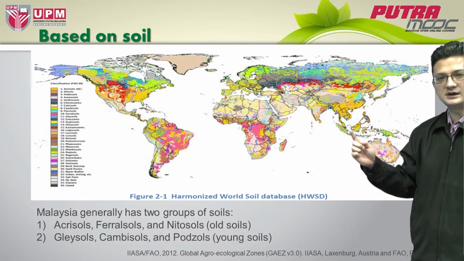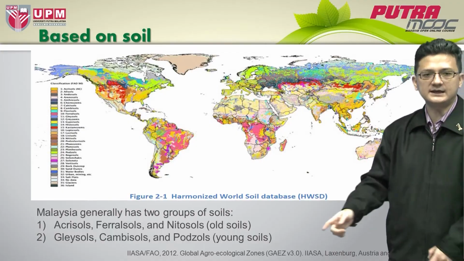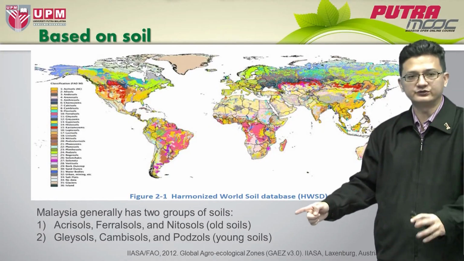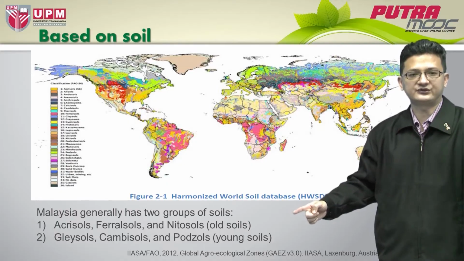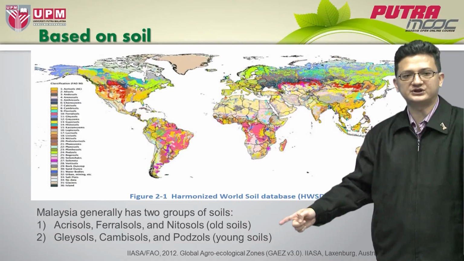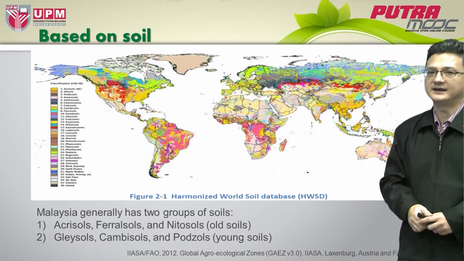Malaysia is mostly yellow, which is basically, as you can see down here, Malaysia generally has two groups of soils: the old soils, which are acrisols, ferralsols, and nitisols, and generally the younger soils, which are clay soils, sandy soils, and podzols.